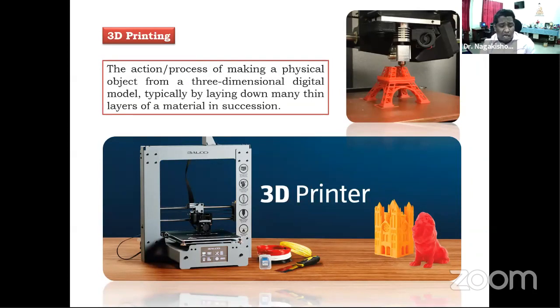And coming to another one, 3D printing. By definition, it is the action or process of making a physical object from a three-dimensional design model, typically by laying down many thin layers of a material in succession. I already told you, we have a Dassault laboratory. In the Dassault laboratory, we have 3D printer machines, and we can print digital models like what I'm going to show on my screen. Here we are printing simple balls, hexagon shapes, circles, different models by using 3D printing, as you are seeing on the screen.